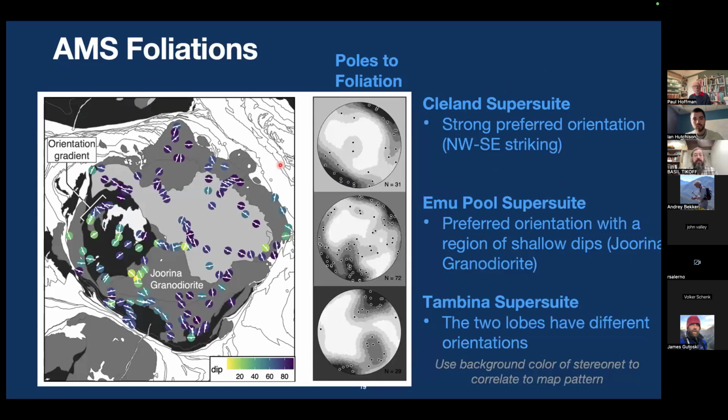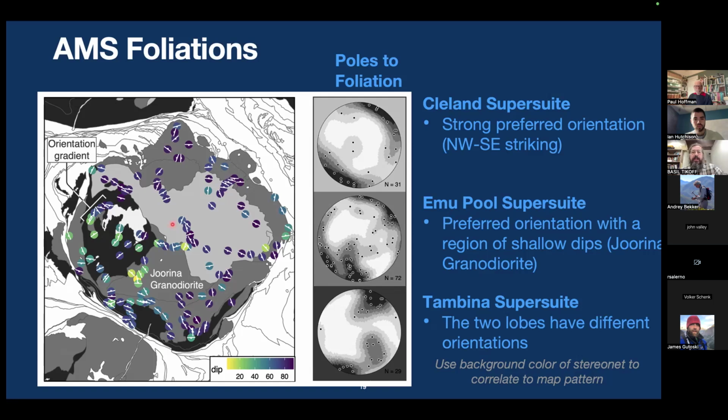All right, so this is just foliation for three different times: the Tambina, the old stuff, the Emu Pool, the middle stuff, and the Cleland, the younger stuff. The background for the stereo nets distinguishes the colors that you see on the map. The Tambina occurs mostly in the south and west portions. The Emu Pool is a sort of donut in the middle, and the Cleland forms the whole of that donut.